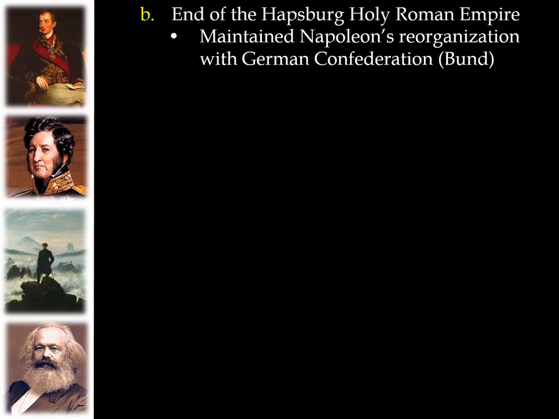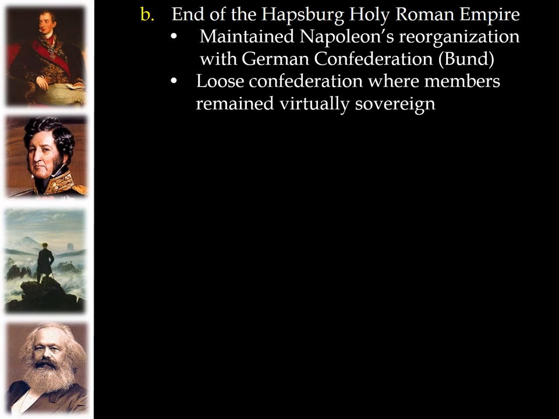The Congress of Vienna will maintain Napoleon's reorganization of the German Confederation, however. He had reorganized it, made it more manageable rather than having hundreds of little German states, creating a few dozen German states instead. The German Confederation will be called the Bund. It will be a loose confederation as well, where members remained virtually sovereign in their own nations.